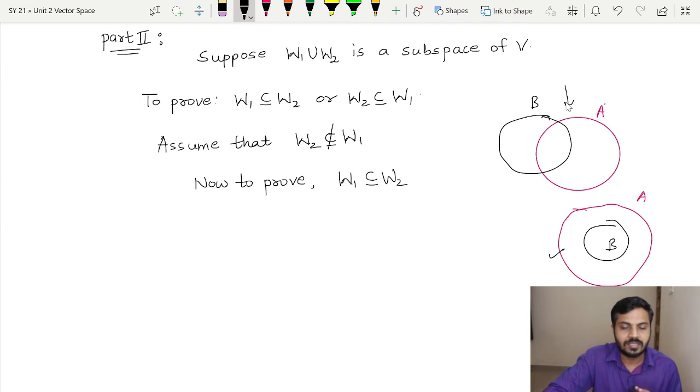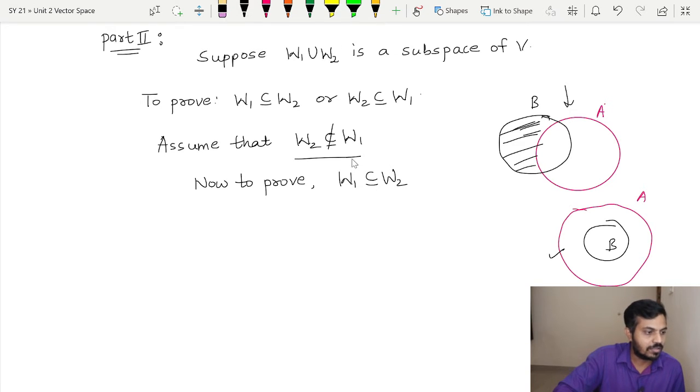But in this case B is not a subset of A. Why? Because there exist some elements of B which are not members of A. Is that correct? Or I can say there exist some elements of B which are not members of A. Right? Now the same thing we are having here.